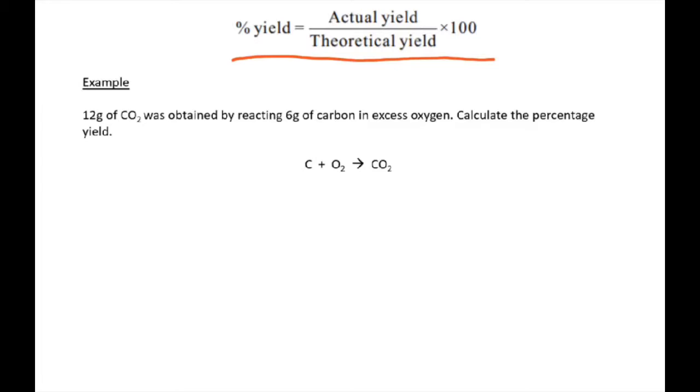Okay, so the first thing I'm going to do, as with many calculations in Higher Chemistry, is write down the information that's been given to me in the question. So you're told in this example that you have 12 grams of carbon dioxide. So this is the amount of product that was obtained. So that's what we call our actual yield. And that's 12 grams. The question also tells us that we obtain this by reacting 6 grams of carbon. So the mass of carbon is 6 grams.